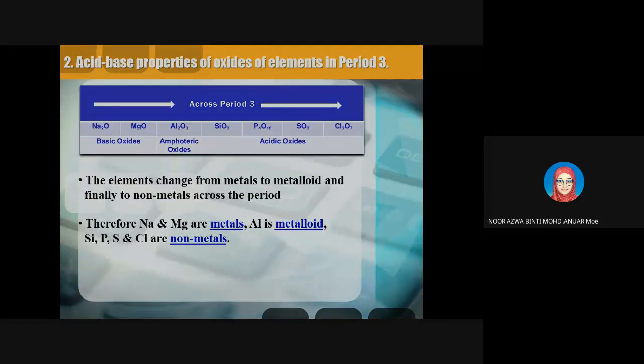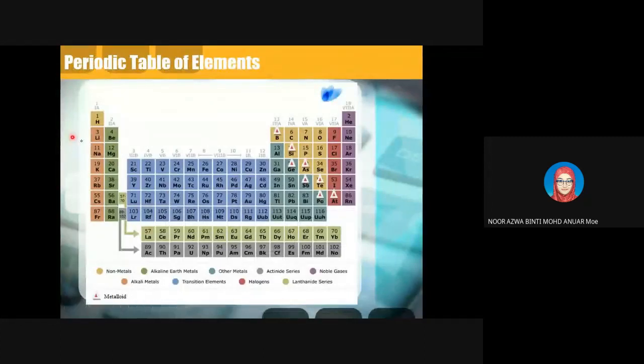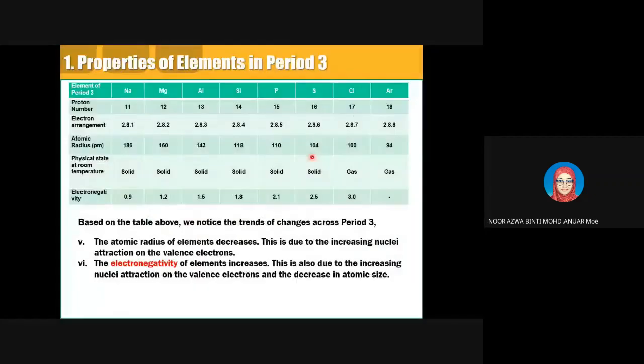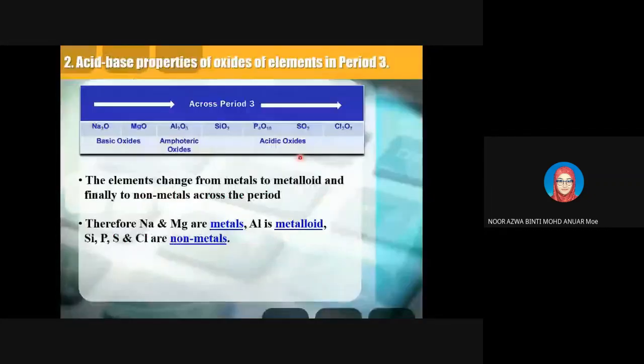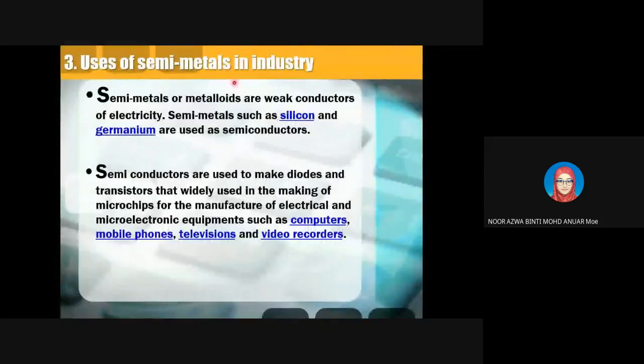Kita tengok gambar lah, senang sikit. Ini metals lah. Natrium, magnesium, aluminium metal. Silikon ini adalah semi-metal, yang dia triangle ni semi-metal, and then the rest are non-metals. Okay, and then kita teruskan.